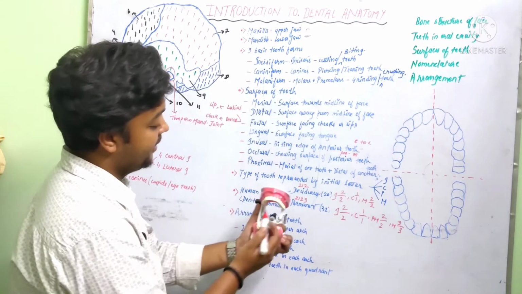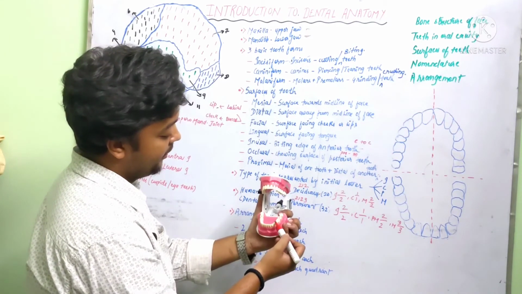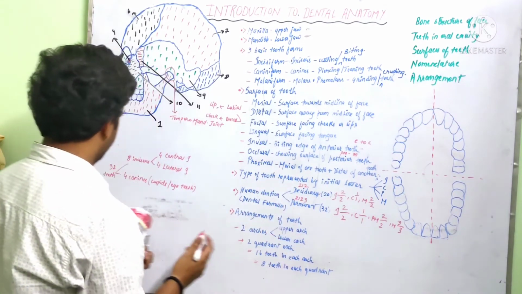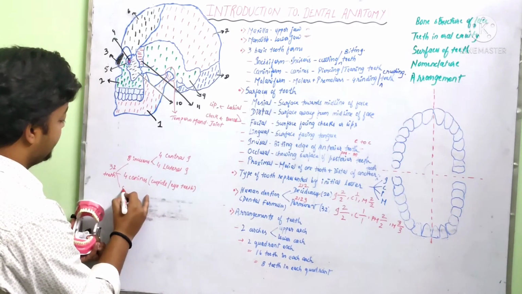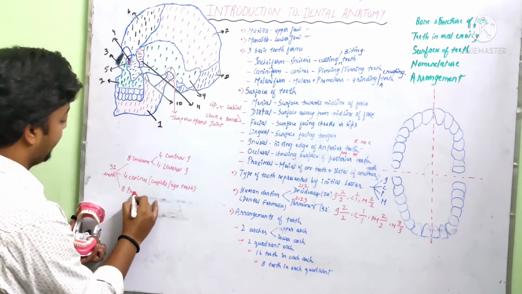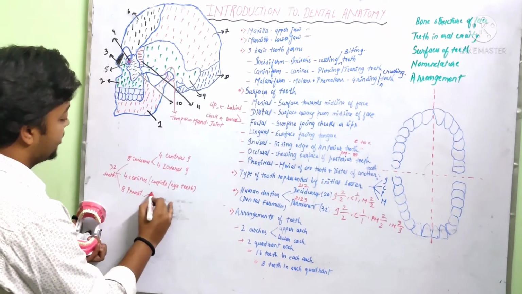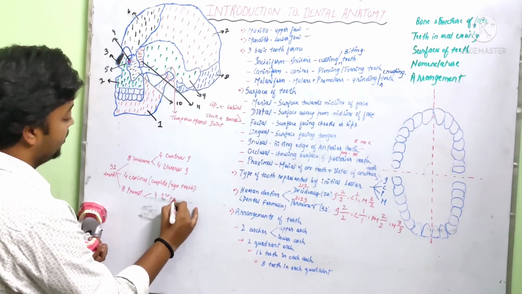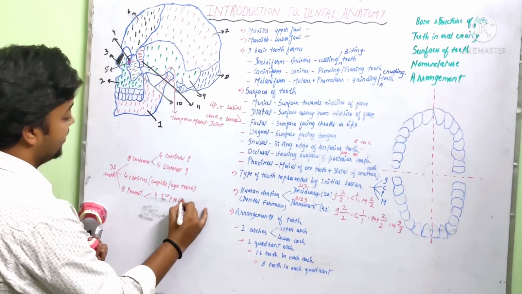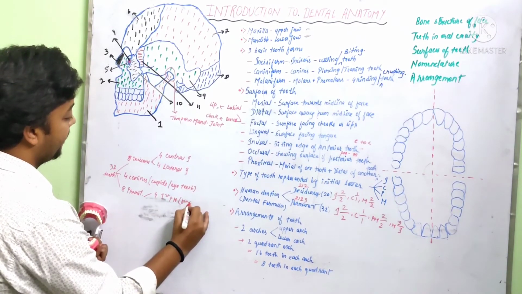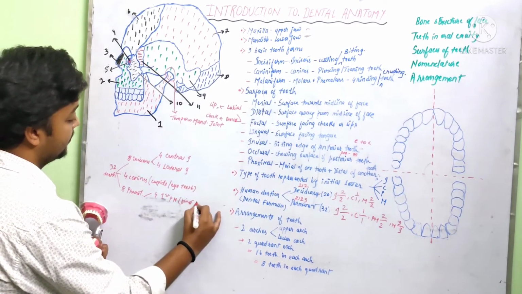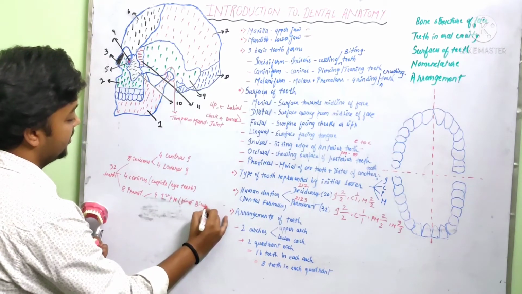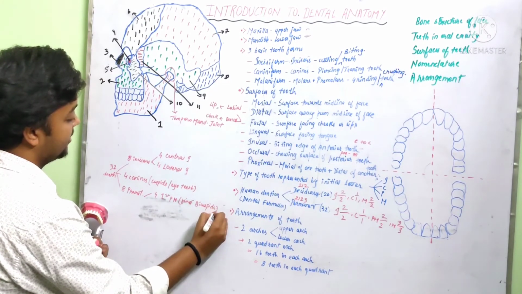Okay, you can see here number 1, 2, 3 and the 4, that is 4 canines. Okay, next we have the 8 premolars, out of which 4 are the first premolar, which is also called the first bicuspid. Yes, the premolars are also called bicuspids.